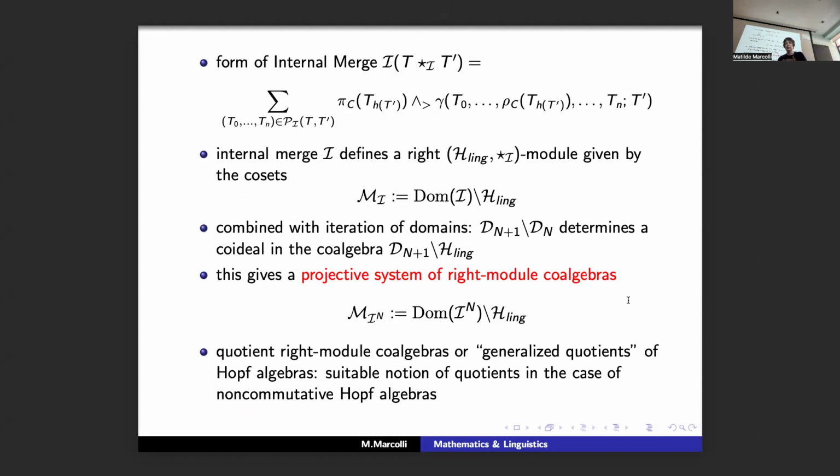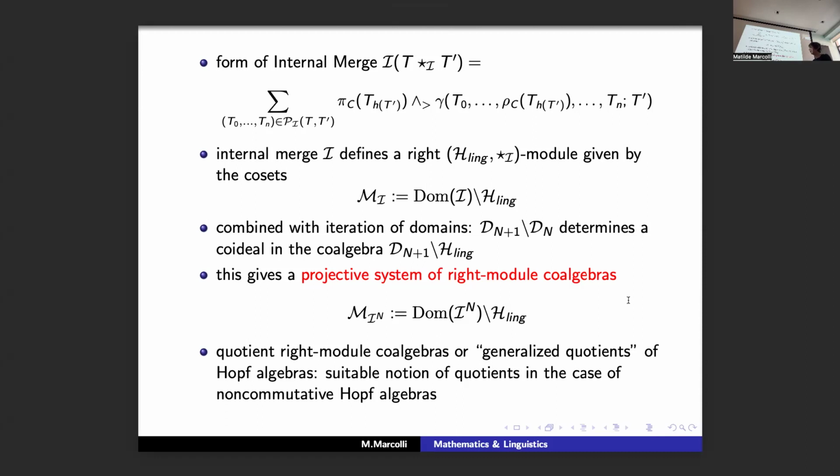And not just this, but of course, every time you iterate this operation of internal merge, you have a new domain checking for the composite. And so you will get another right ideal, co-ideal. And so you get a family of these. You can form the quotient on one side where it is an ideal, and you get this right module coalgebras, which form a projective system.